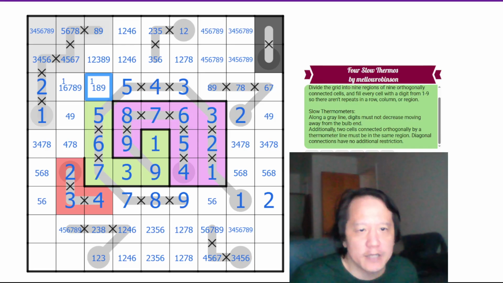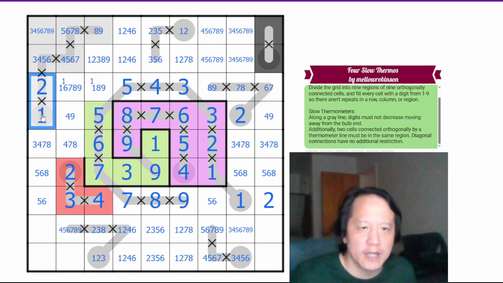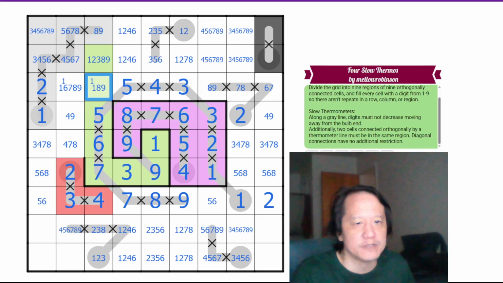Green needs access to a 2. And it can only go 3 cells. So it's not going to access that. It has to go this way. So green has to go this way there to access a 2. And one of these is going... This can't be 8 or 9 because of 8 or 9... Sorry, 1 or 9 because of 1 or 9 in the region.